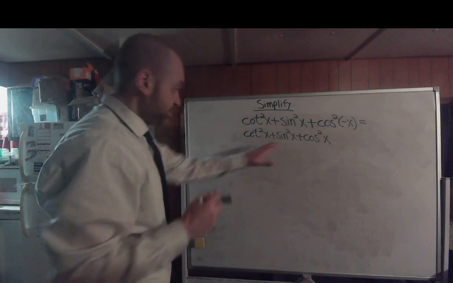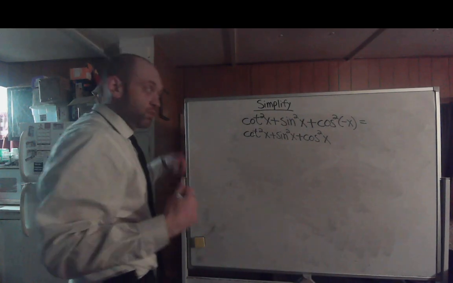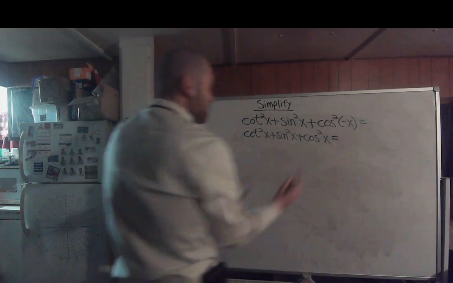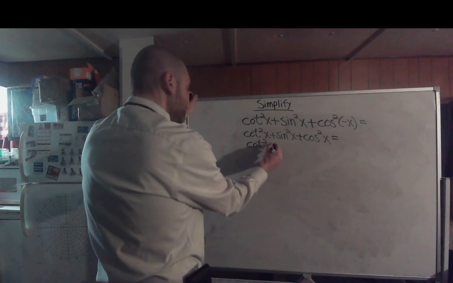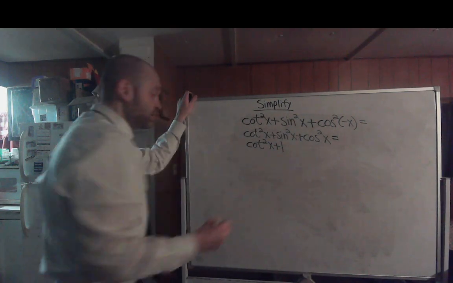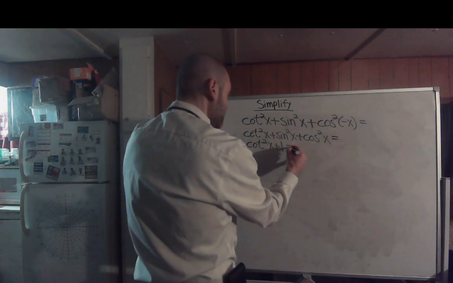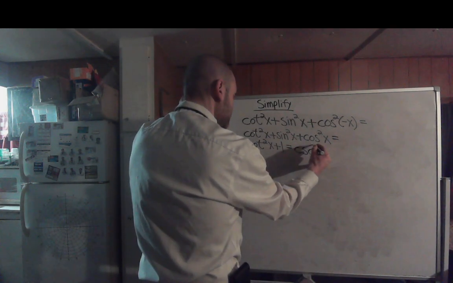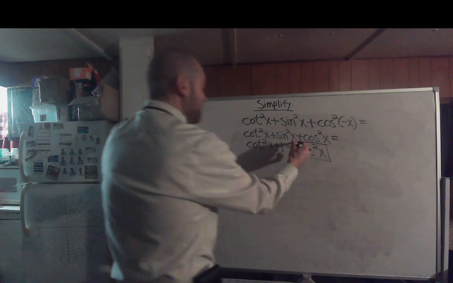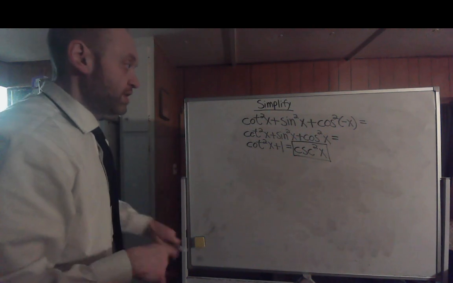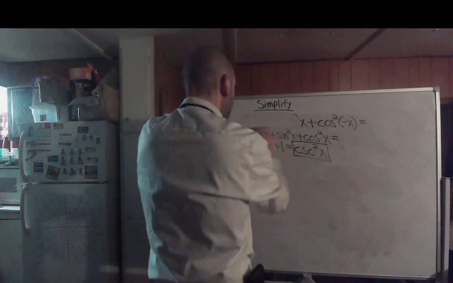Well, look at this piece right here, the sine squared of x plus cosine squared of x. What is that the same as? That's literally the same as 1, right? So this would turn into the cotangent squared of x plus 1. Well, 1 plus cotangent squared of x is the cosecant squared of x. So all this is going to simplify into the cosecant squared of x. And I got one more, then we're done.